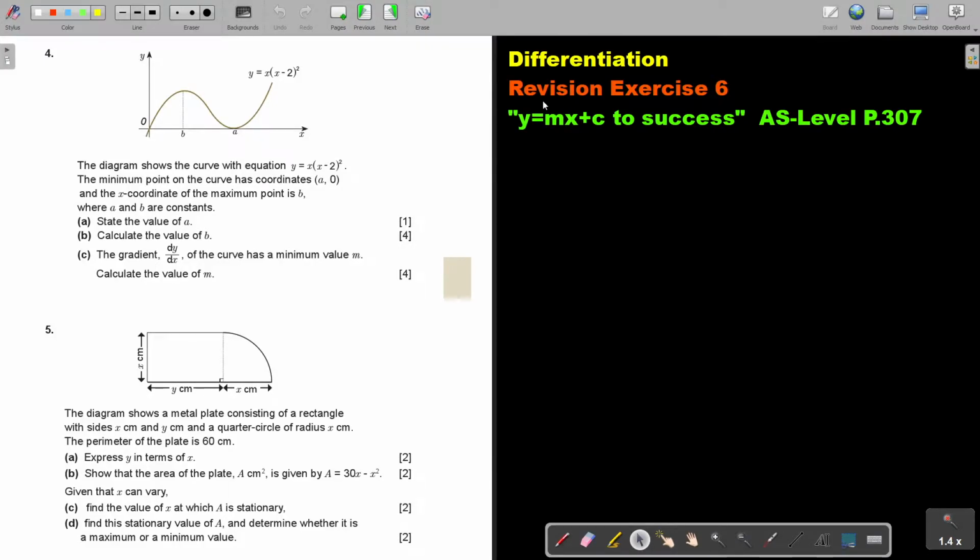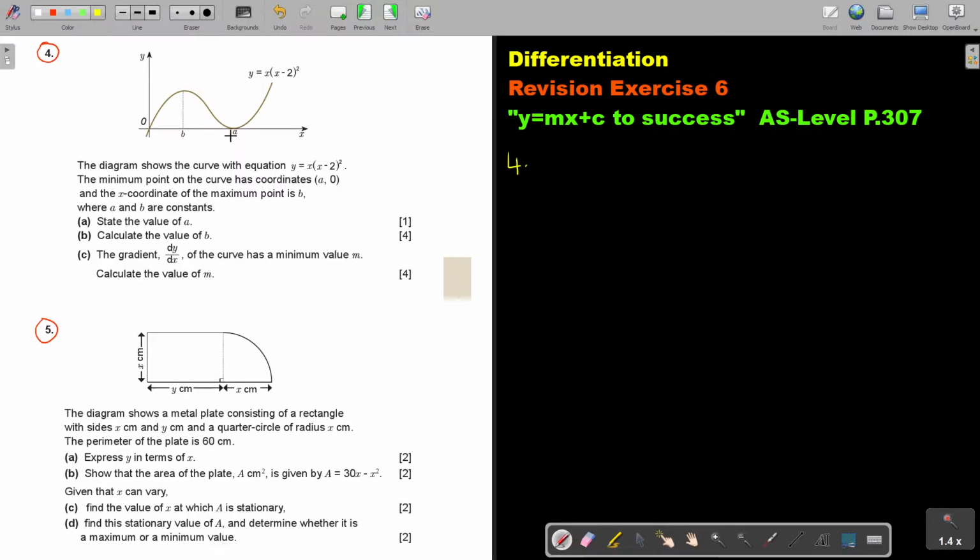In this video, we will continue with revision exercise 6, differentiation. You will find this on page 307 in the Namibian AS-Level Mathematics textbook, Y equals mx+c to success. I want you to stop the video and do number 4 as well as number 5. Again, you can continue the video as soon as you are finished.